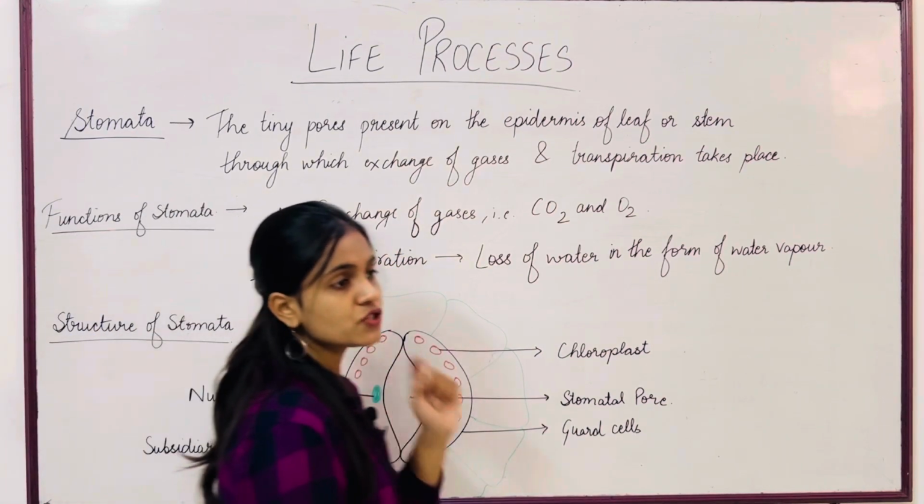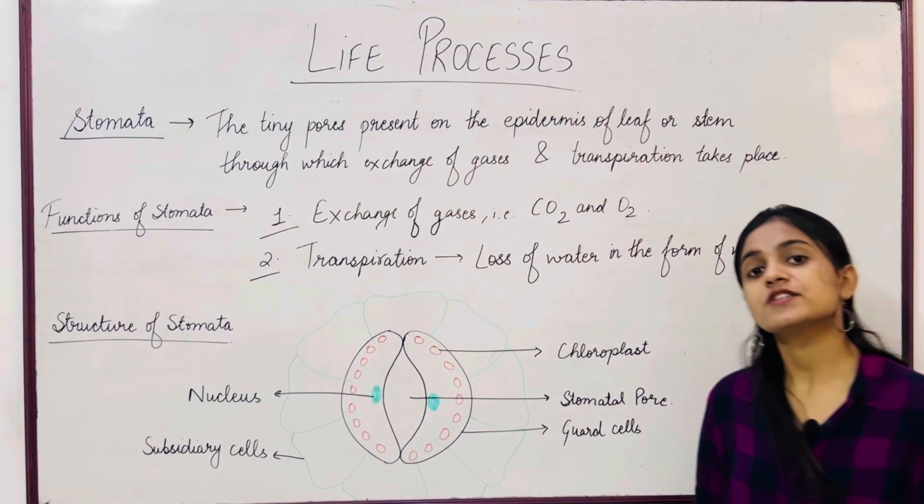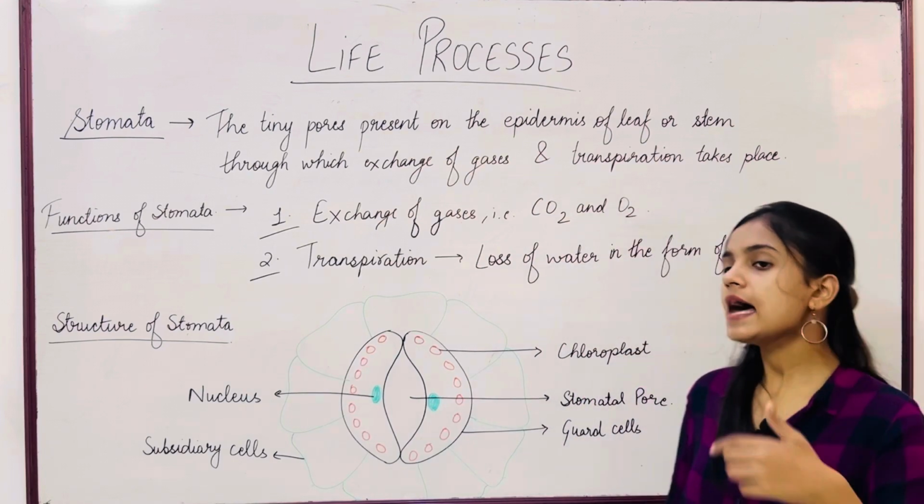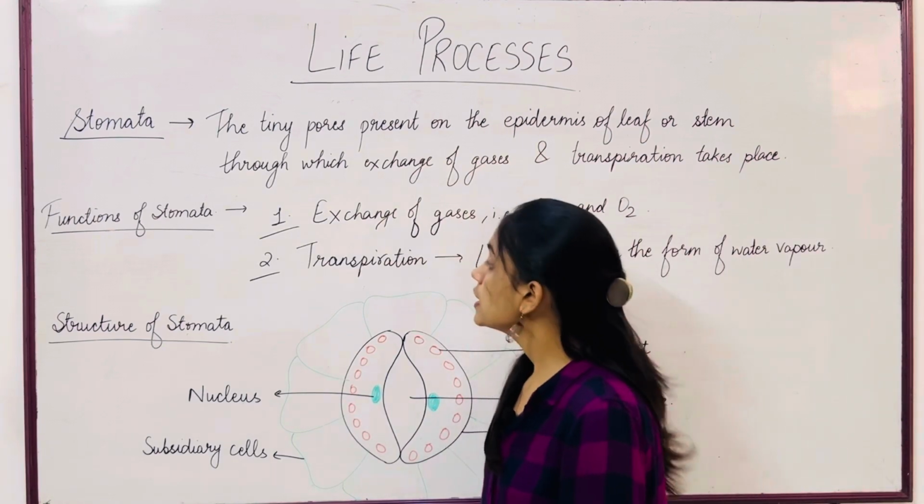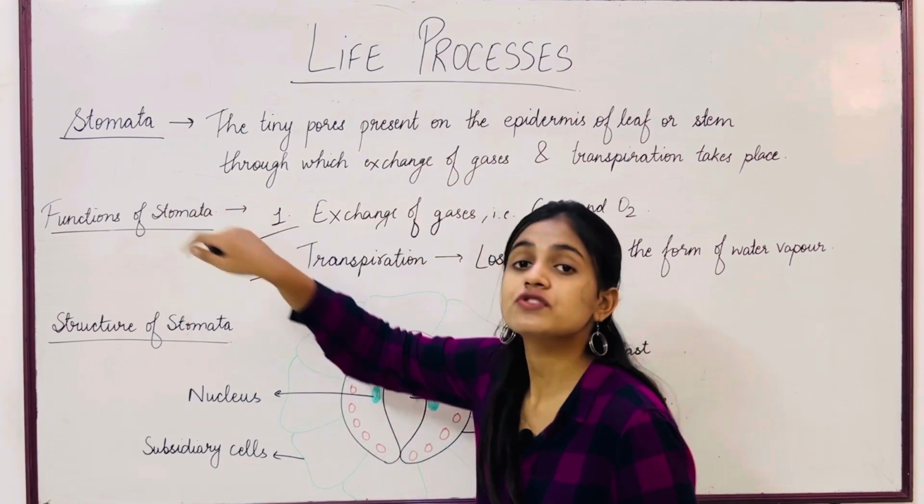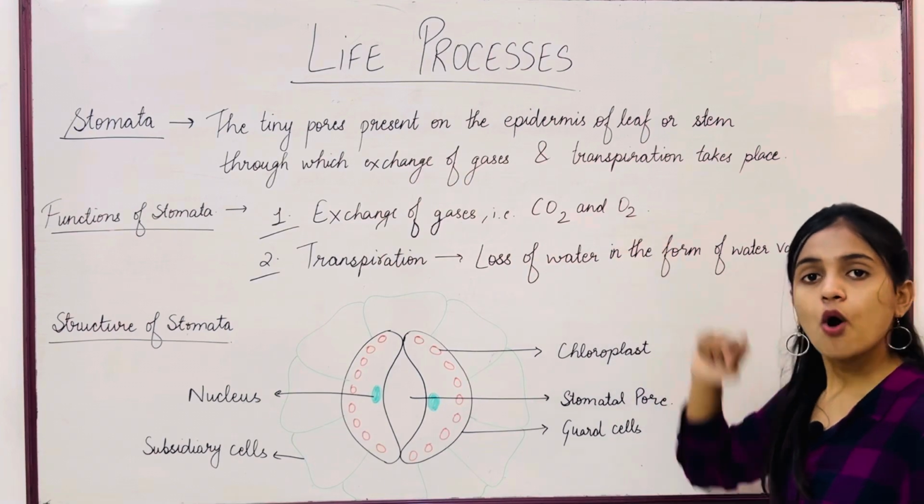But what is exchange of gases? Like in humans, the exchange of gases takes place through nostrils. Like we take in oxygen from nostrils and release carbon dioxide from nostrils. So in case of plants, these are stomata. Like these are nostrils of plants. They take carbon dioxide and release oxygen.